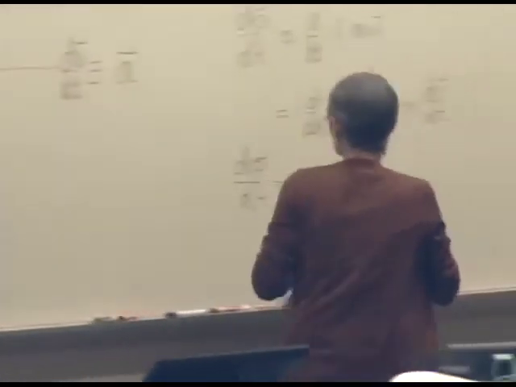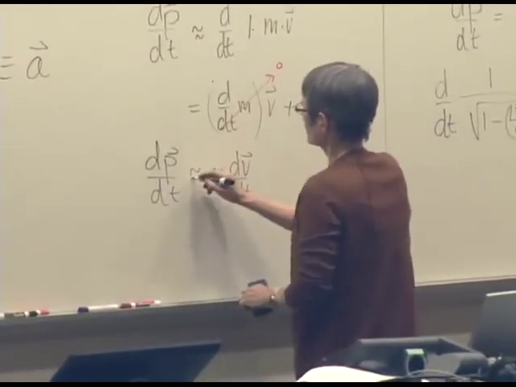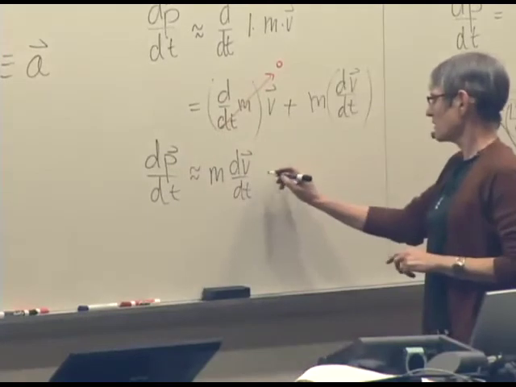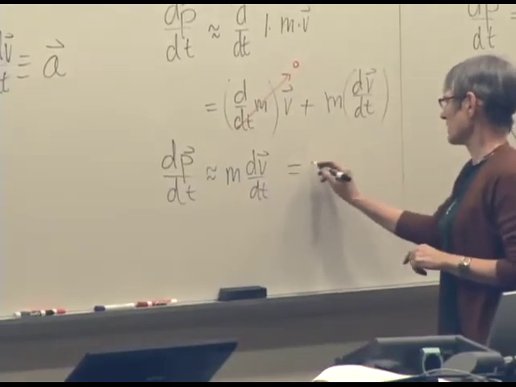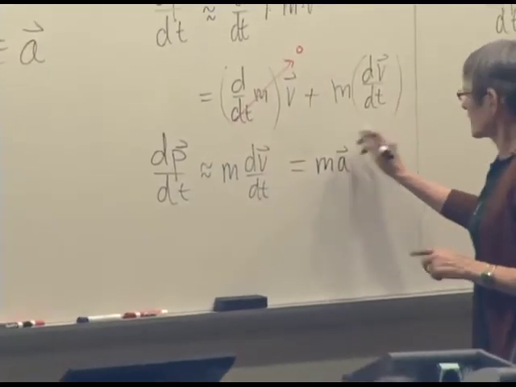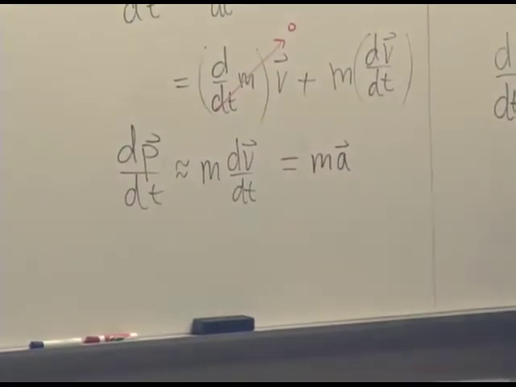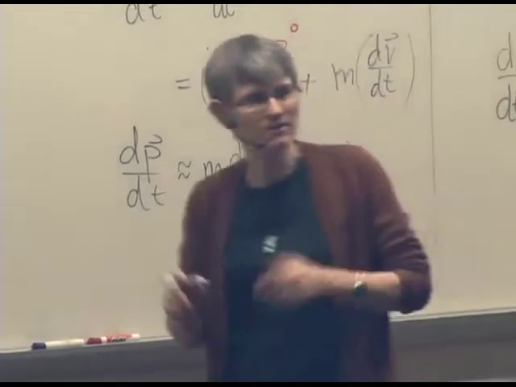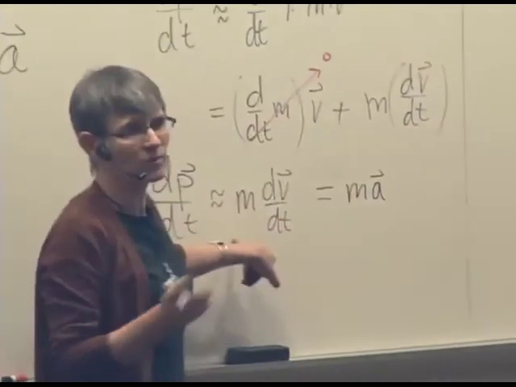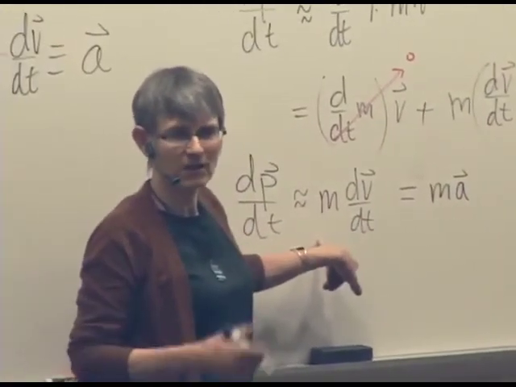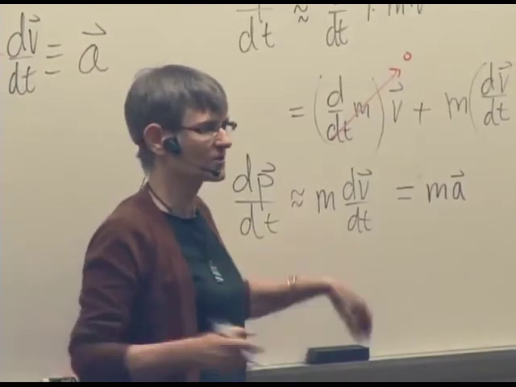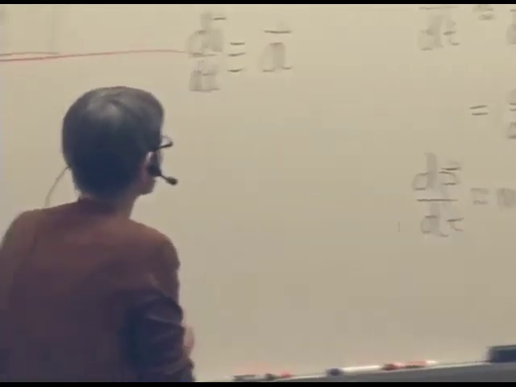This expression, we'll write approximately equal because it's not completely true. This expression is sometimes written as the mass times the acceleration, and that may be familiar to many of you from high school. It too is a vector equation. It's only approximately correct. At low speeds, it's a very good approximation. At high speeds, it's not a very good approximation.